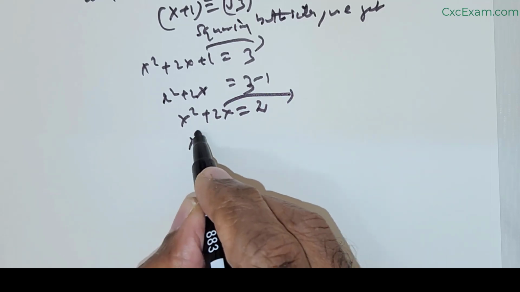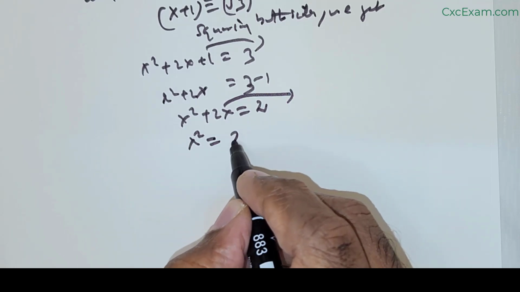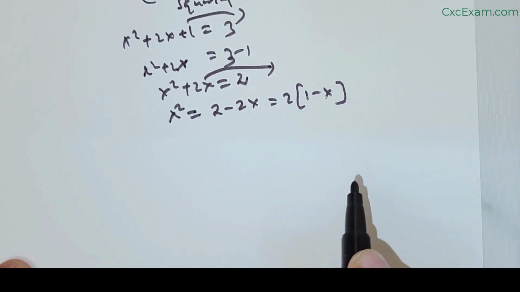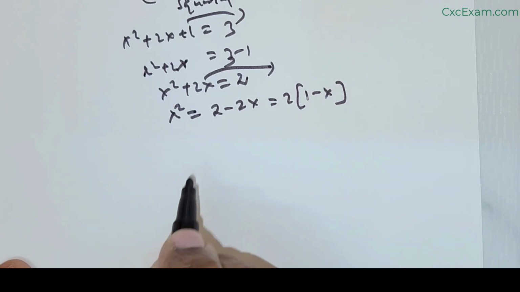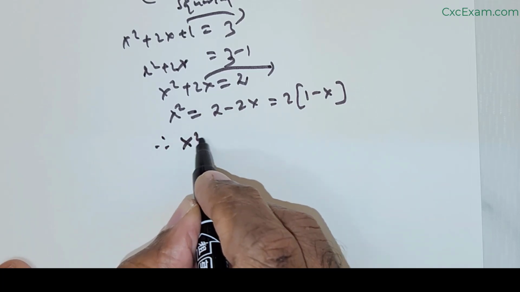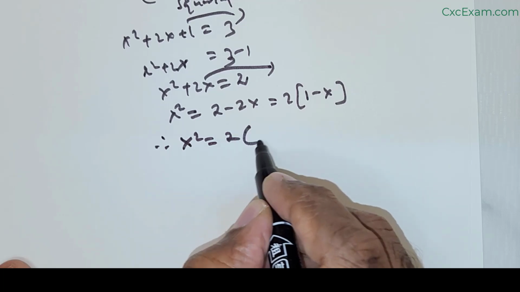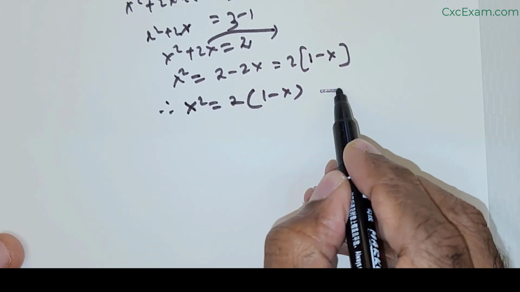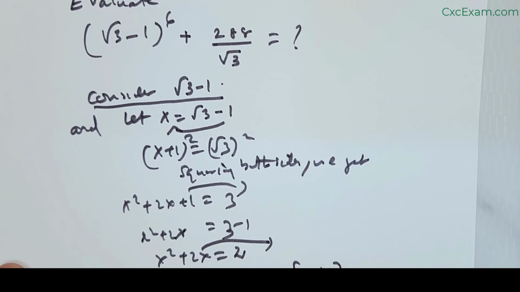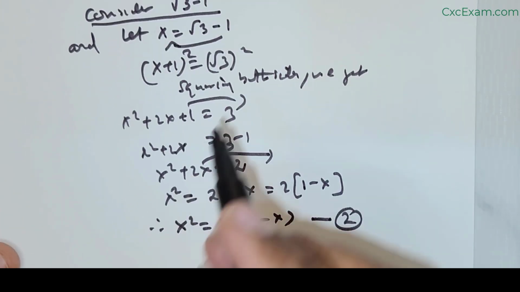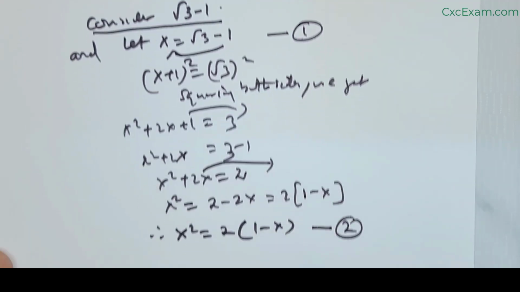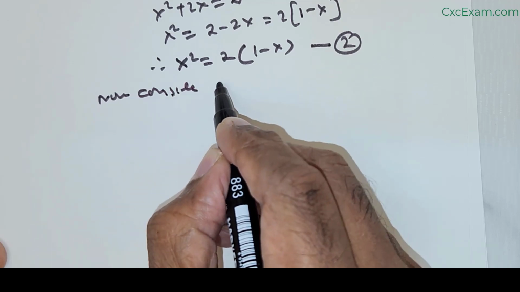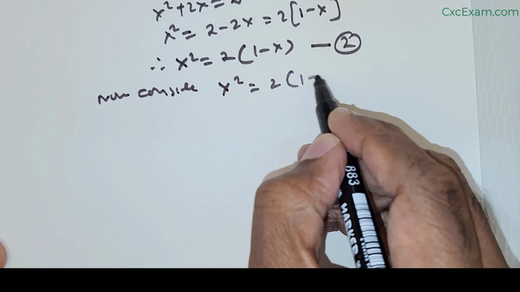Move the 2x to the other side, you get x² = 2 − 2x. Take the 2 out, you get 1 − x. So x² is now 2 times (1 − x). Fair enough. So let me take this as equation 2 and let me have this as 1. Now consider x² = 2(1 − x).